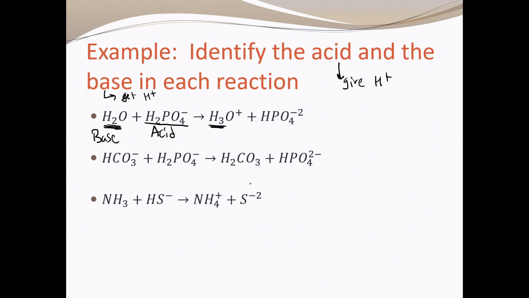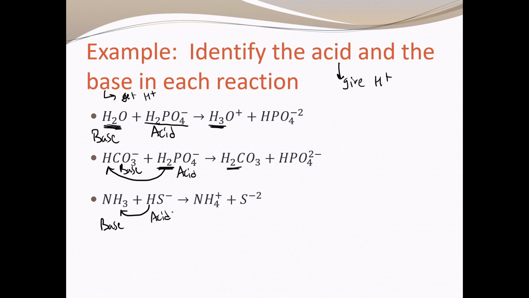And in the other one, it looks like the same thing is happening. The H2PO4 is giving the HCO3 one hydrogen to become H2CO3. So this is the acid, and this is the base. Looking at the last one, same kind of situation occurs. The hydrogen from the HS minus is given to the NH3. So this is a base, and this is an acid.